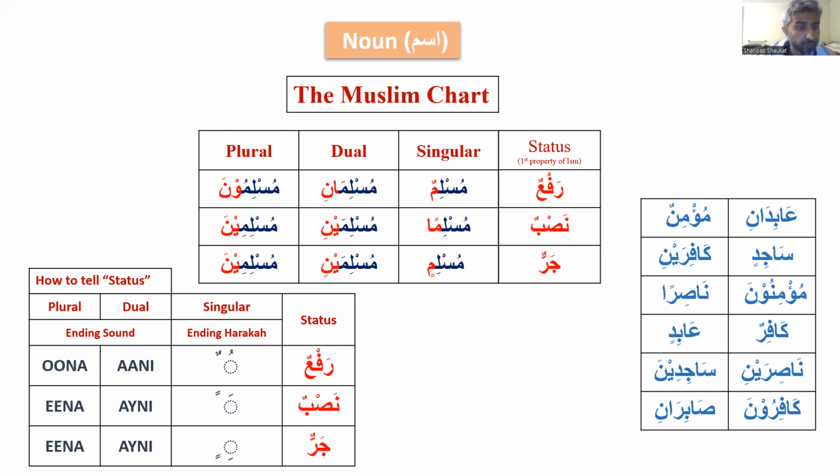Asad, muminun. Asad and Fatima. Asad. Muminun. What's the status? Rafa. Rafa, very good. This was, I guess, Fatima. Yes. All right. Brother Furqan, kafirina. What is the status?